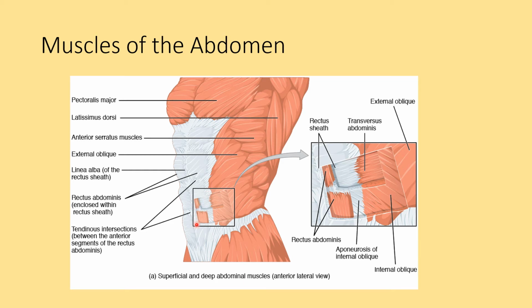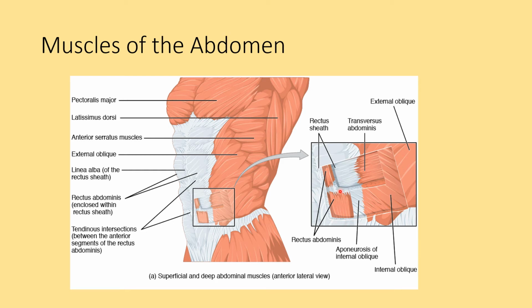Now, if you look at this cross section right here, this is where sometimes people get a little bit confused. You have your rectus abdominis. Next, if you go down one layer, you're going to have the transverse abdominis. Look at the way that the fibers are running relative to each other.